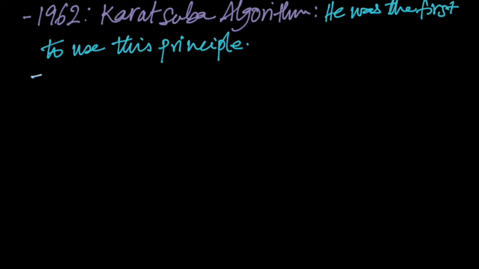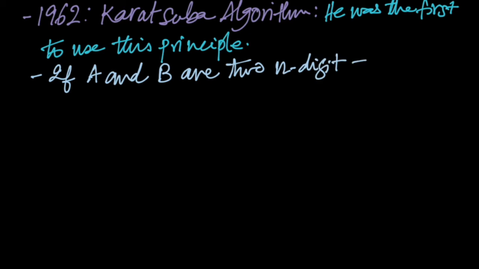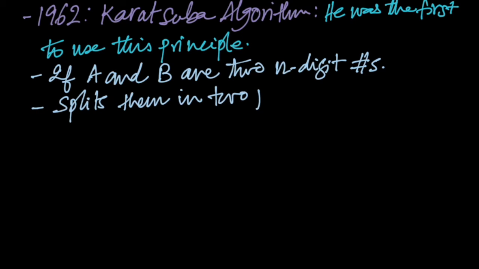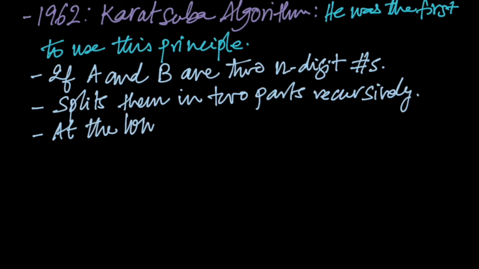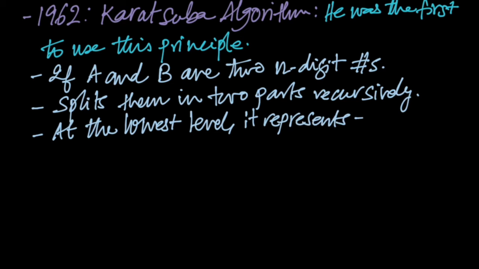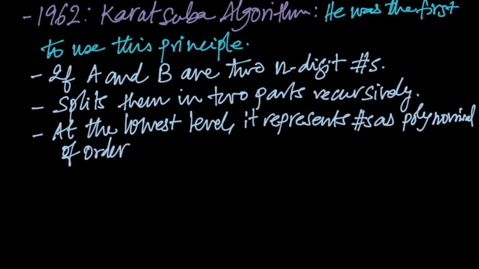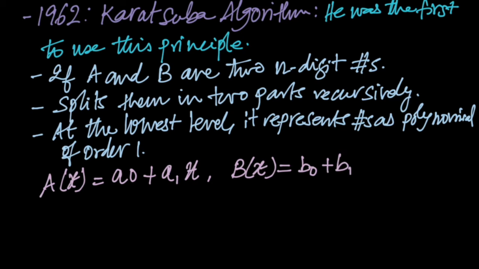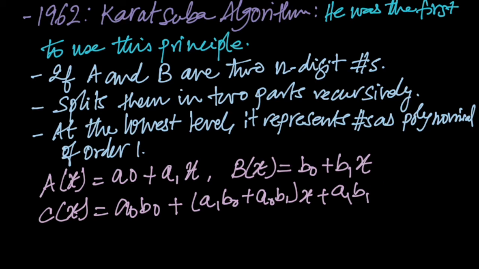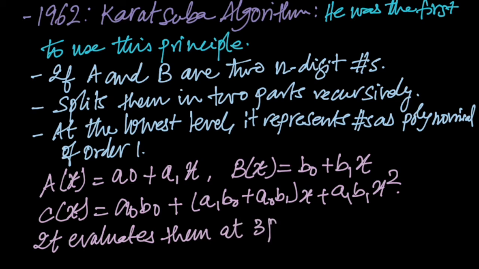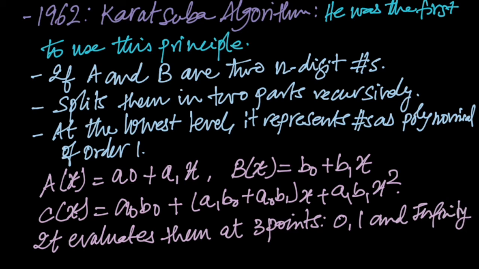If a and b are two n-digit numbers, we split them into two parts recursively. At the lowest level, it represents numbers as polynomials of order 1. So two numbers will get represented like a and b polynomials. If we multiply a(x) and b(x) to get c(x), we will have something like this. Then we will evaluate it at 3 points, 0, 1 and infinity. To evaluate at infinity, we will divide the polynomial by the highest power of x.